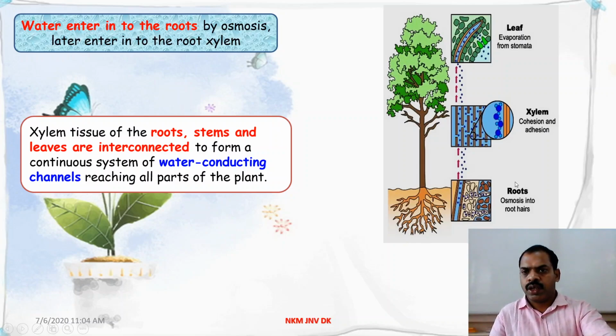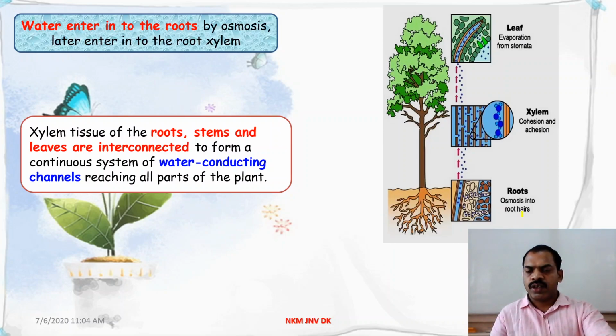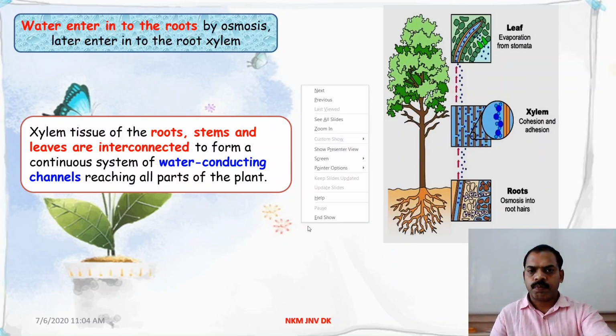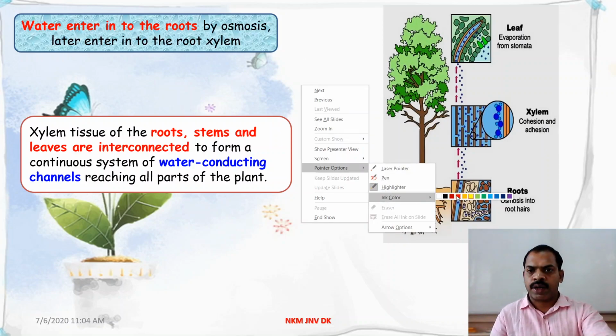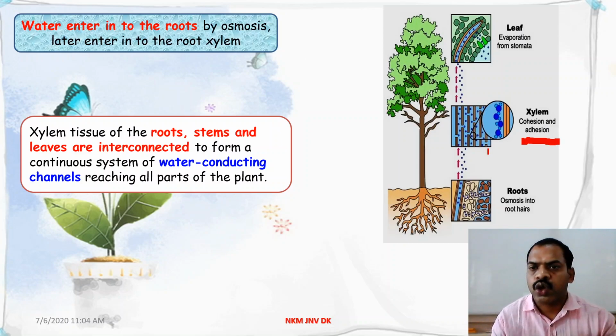So we can see here the osmosis through root hairs, and then the water moves through the xylem. Water moving through the xylem also involves two mechanisms, not described in our syllabus, that is cohesion and adhesion. You may know cohesive force and adhesive force. Attraction between similar molecules is called cohesion, cohesive force.